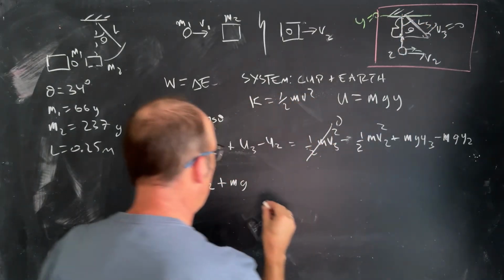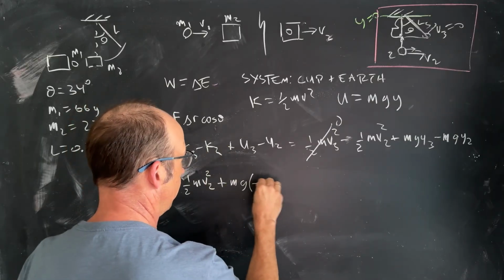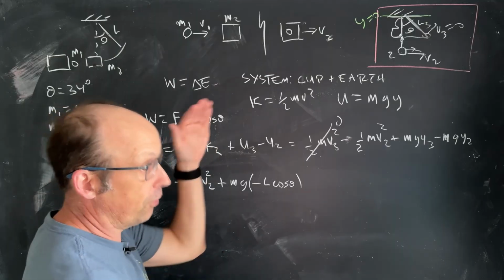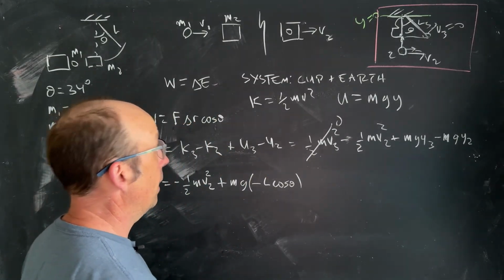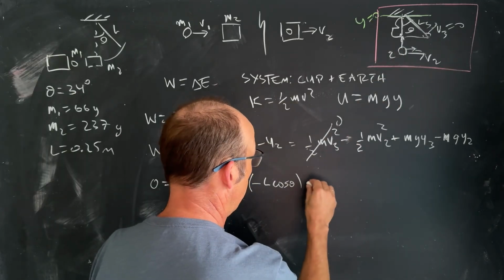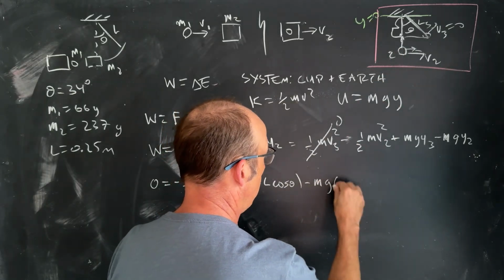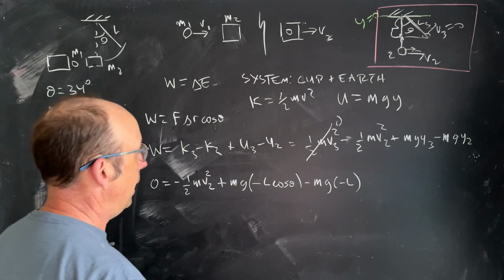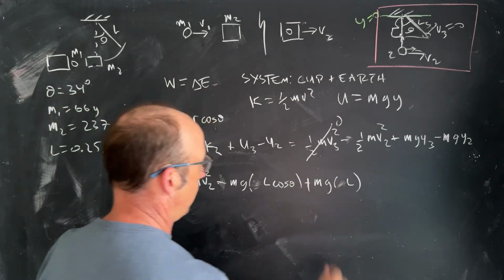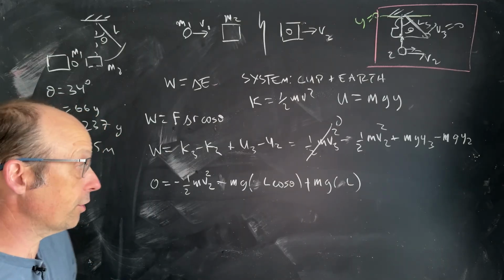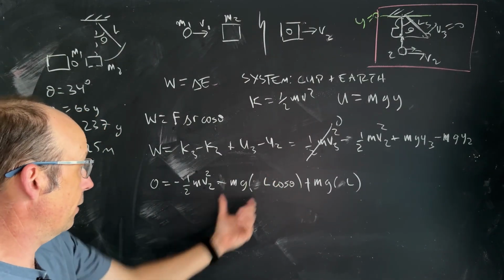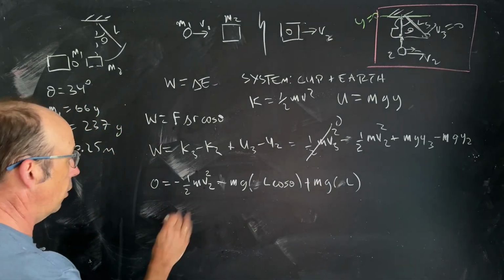So that's going to be equal to, I'll put it in parentheses, negative L cosine theta. It's negative because it's below the origin. And then down here, it just has a value of negative L. So we get negative minus mg times negative L. I'm going to get rid of that negative sign and put plus. What are we trying to solve for? V2. So let's subtract that from the other side.